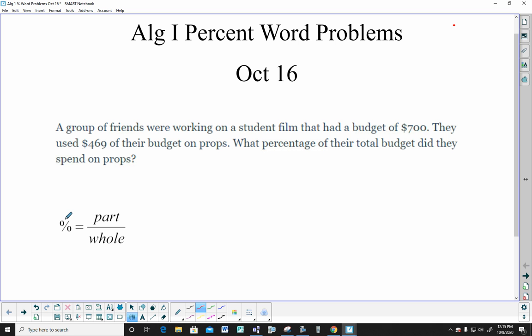So the definition of a percent is a part over a whole. Okay? So we're going to read through it and see what information we need. A group of friends are working on a student film. They had a $700 budget. That would be the whole. Okay? They used 469. That's the part. What percentage of their total budget did they spend on props?